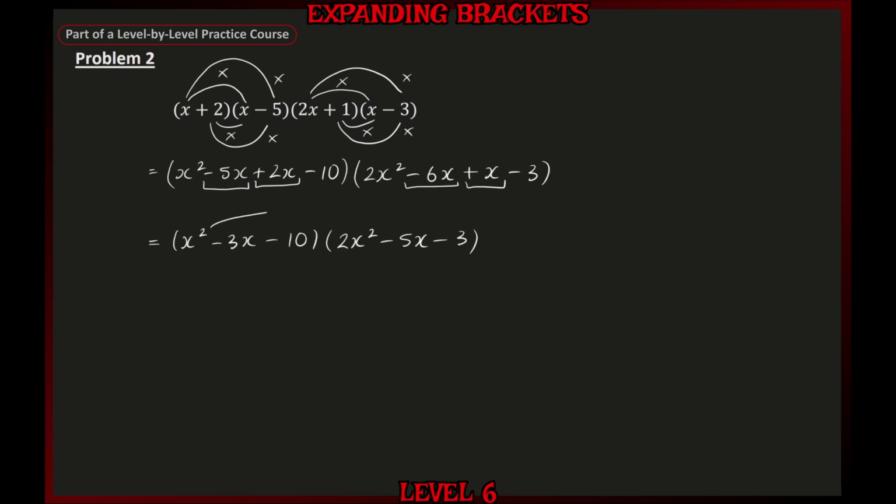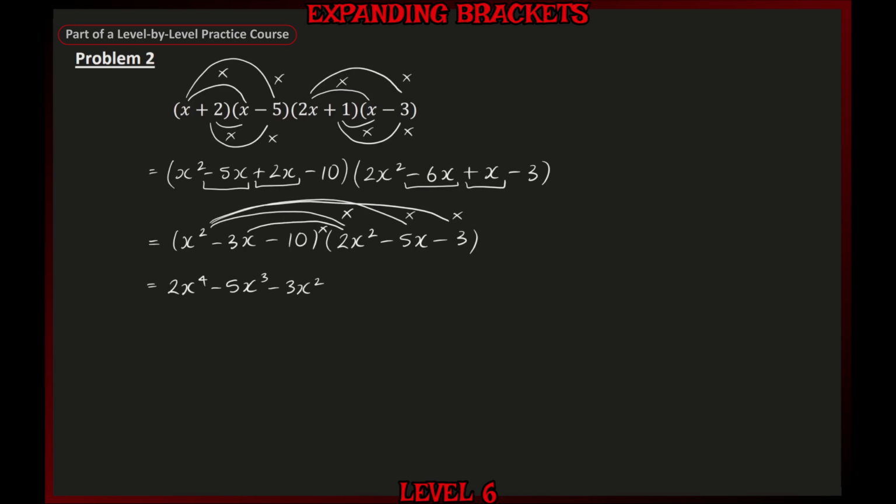So we can start with x squared multiplied by 2x squared, which gives us 2x to the power of 4. x squared multiplied by minus 5x, which is minus 5x cubed, and x squared multiplied by minus 3, which is minus 3x squared. Next, we can multiply minus 3x by 2x squared.